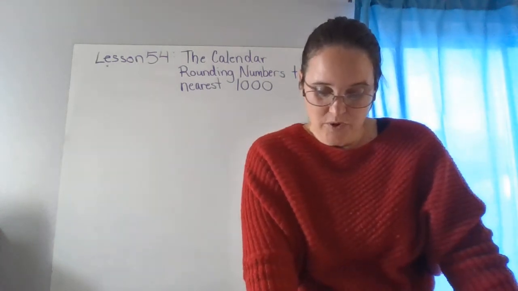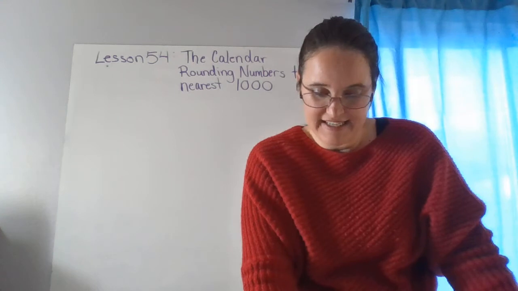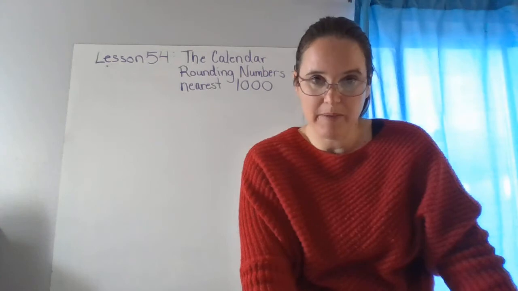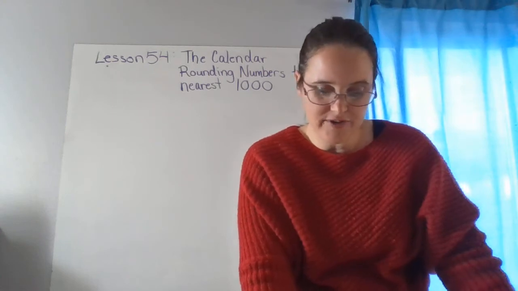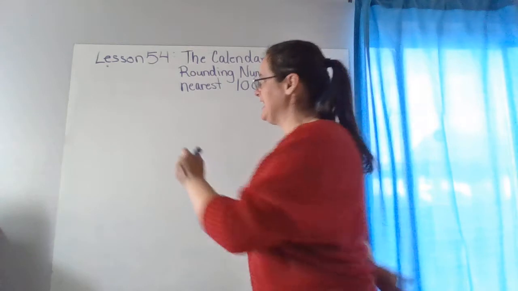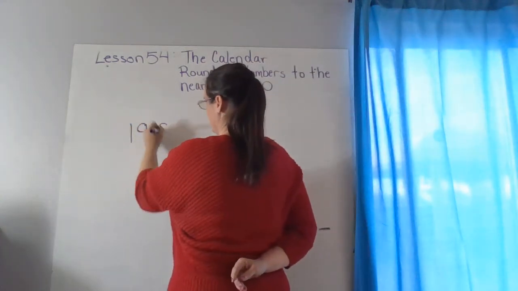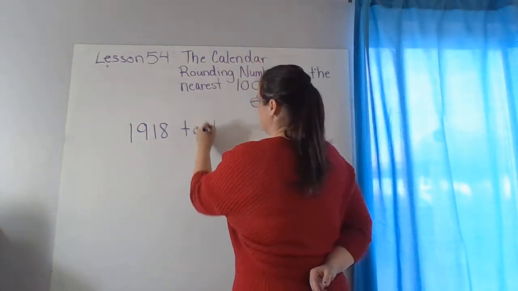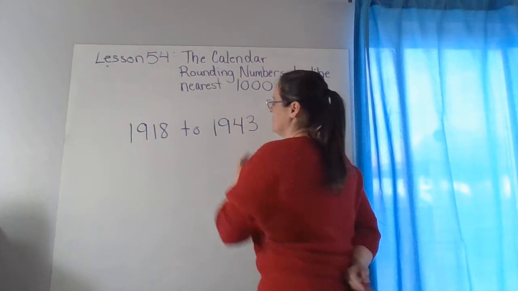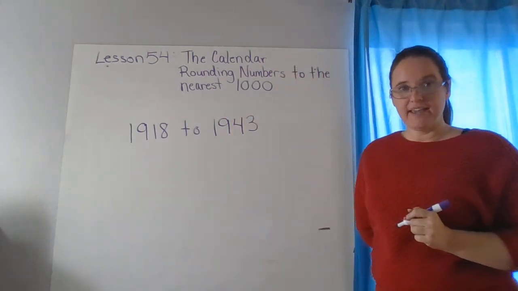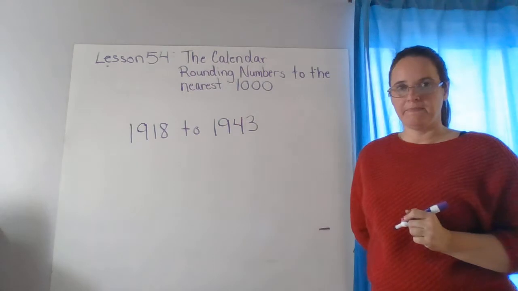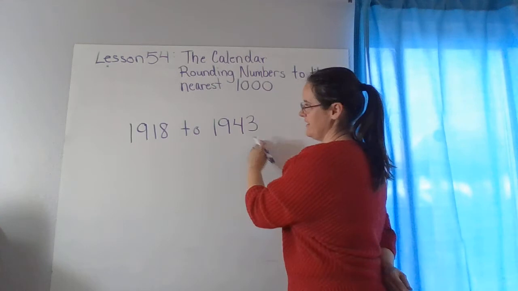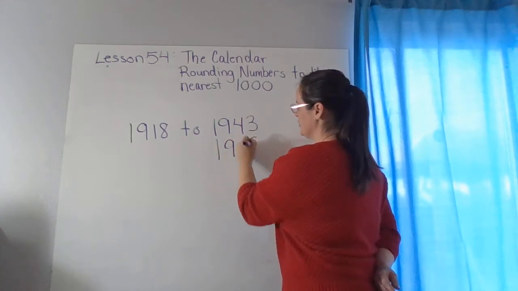How many years were there from 1918 to 1943? You're going to need a whiteboard or a piece of paper for this one. So you'll need to write an equation and then solve it. When we're trying to find the difference between years, we take the later year and we subtract the earlier year.